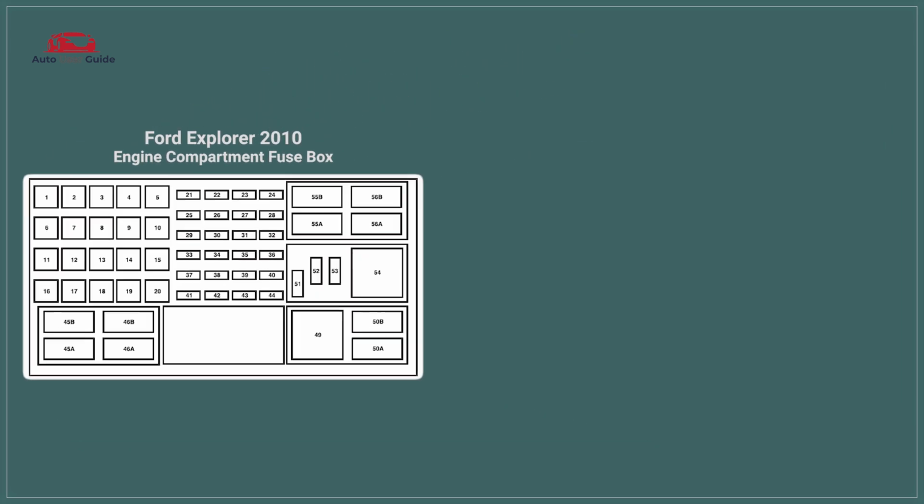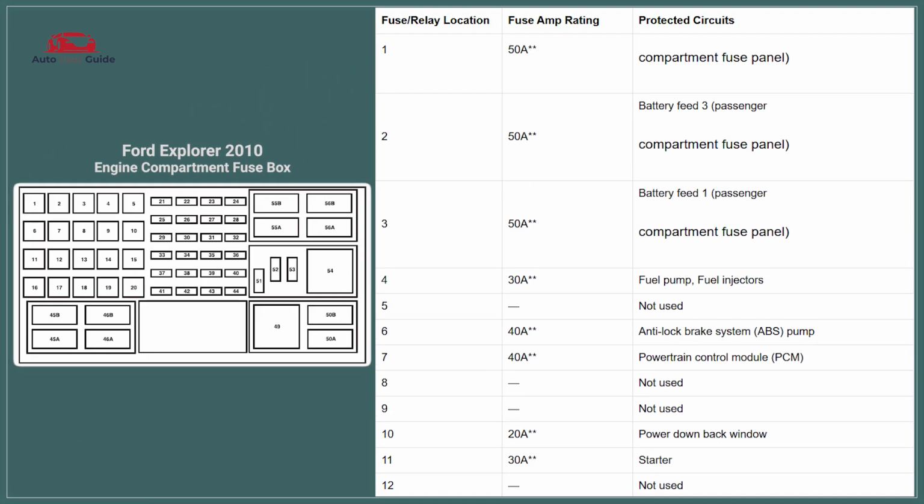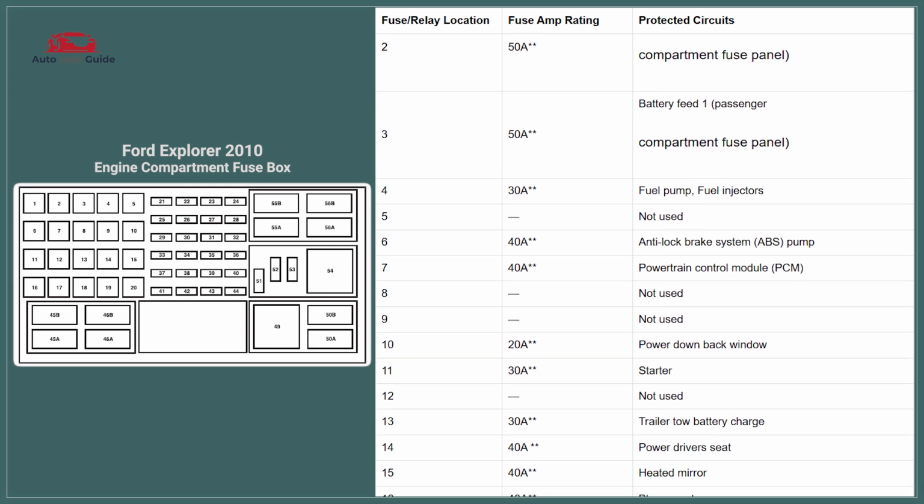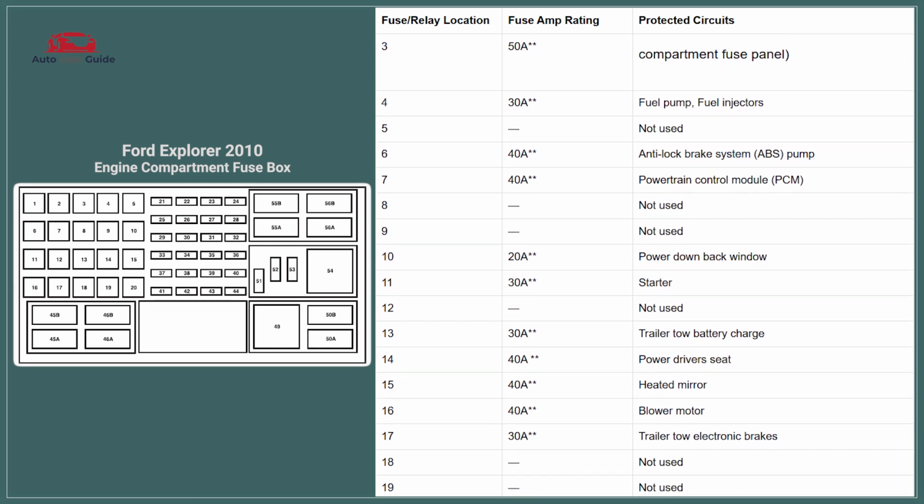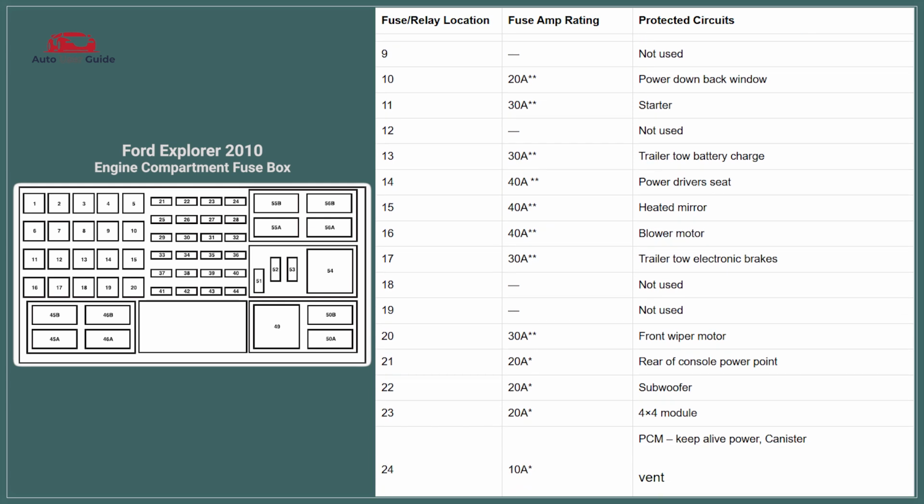The engine compartment fuse box in a 2010 Ford Explorer provides and protects power for vital systems such as the PCM, ignition, fuel pump, cooling fans, and ABS.